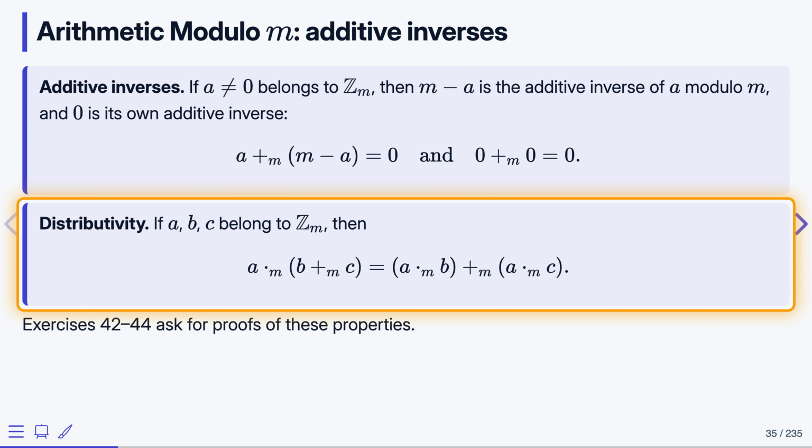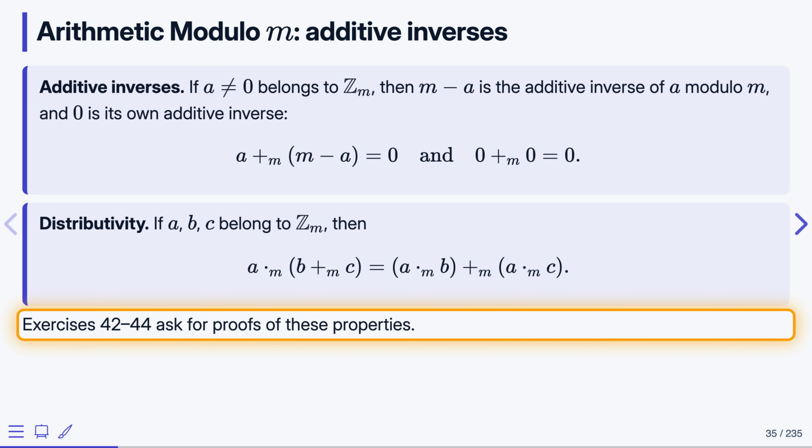Distributivity. Multiplication spreads over addition, just like normal. A times the sum of b and c equals a times b, plus a times c. The book leaves the proofs as exercises 42 through 44.